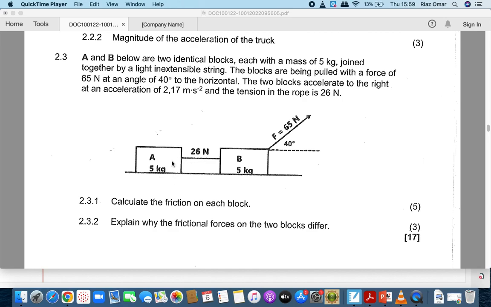So to do a sum like this, what we'll have to do is draw the force diagram of each block and then work from there, right? So we look at block A. The forces acting on it directly are 26 newtons pulling it to the right, and then there's friction acting, and friction acts opposite to the direction of the motion. The blocks are moving to the right, so there'll be friction acting to the left. So let's draw the force diagram for block A.